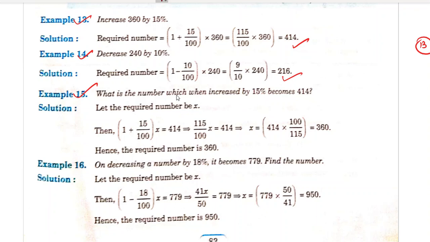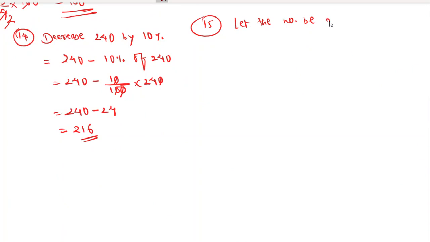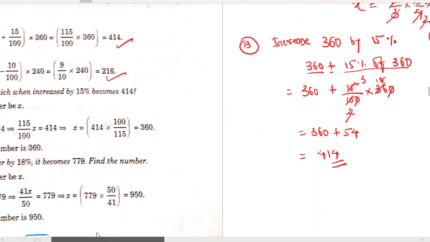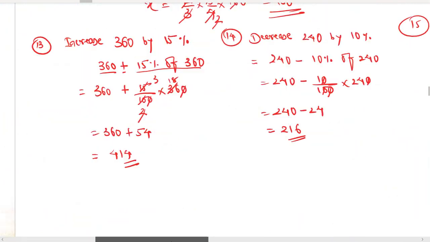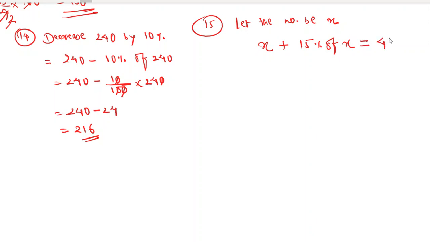15th question. What is the number which when increased by 15% becomes 414? See how I'm solving it. Let the number be x. So what we'll do is we'll increase x by 15%. So x plus 15%, right? No, not x plus 15%. X plus 15% of x becomes, means is equal to 414.